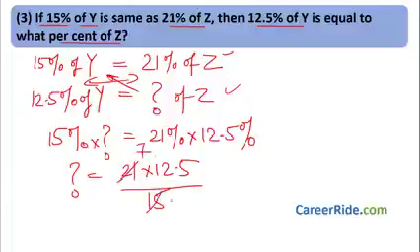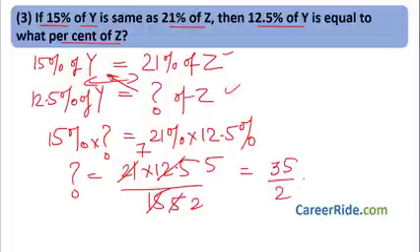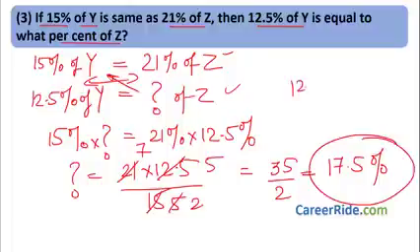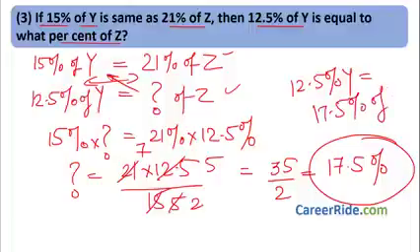3 7s are 21, 3 5s are 15, okay, 7 into 2.5, 7 2s are 14, 7 5s are 35, divided by 2, that would be 17.5%. That means 12.5% of Y is equal to 17.5% of Z.